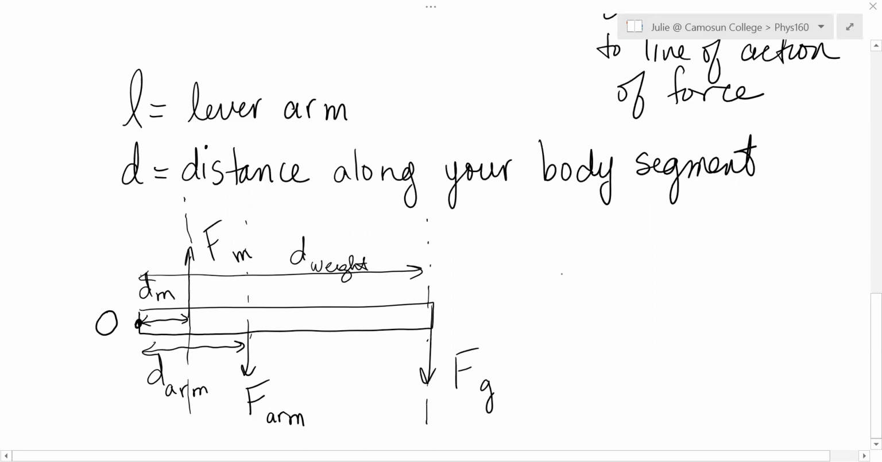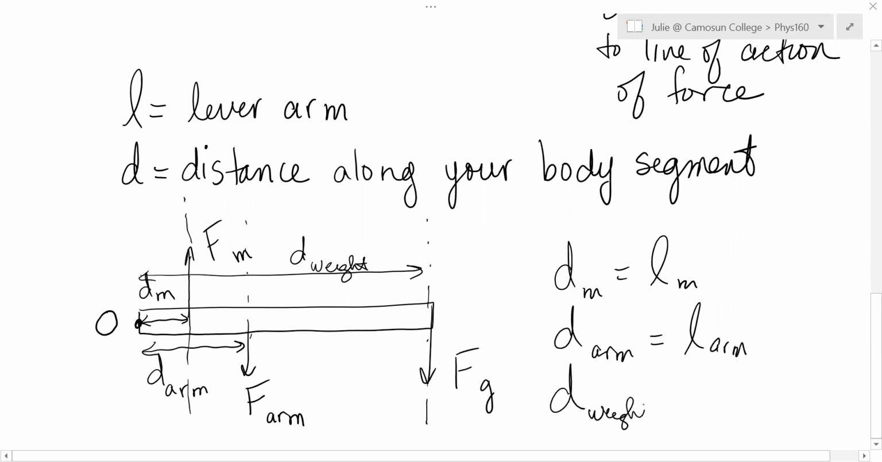Okay. Now it turns out that D is equal to L in this case because we don't have a triangle. D arm equals L arm, and D weight equals L weight. Okay, so you need your diagram first. There's your diagram. You've got your axis of rotation, you've got your lines of action, you've got your lever arms.